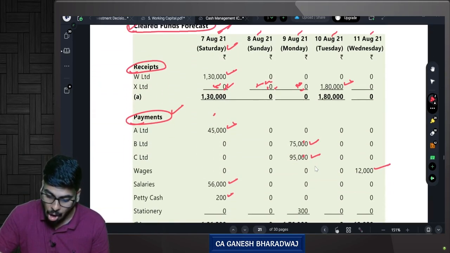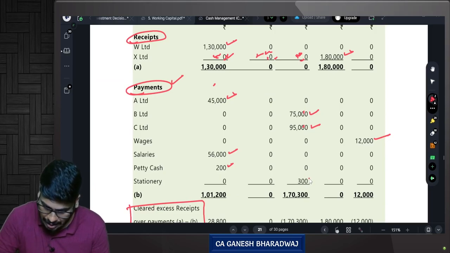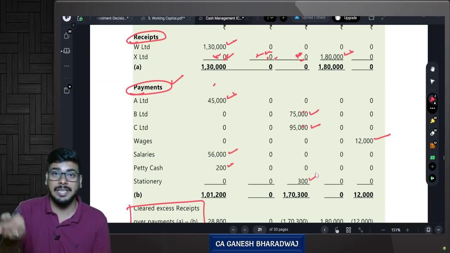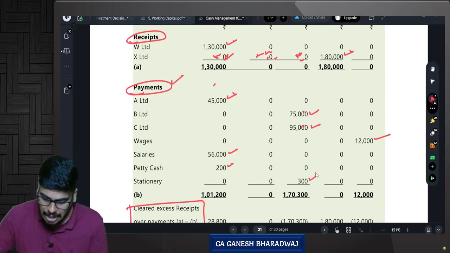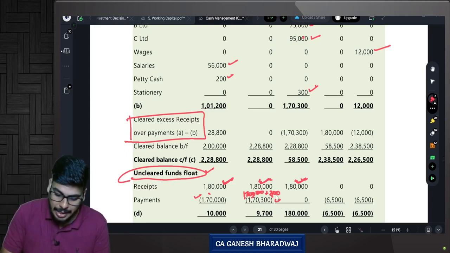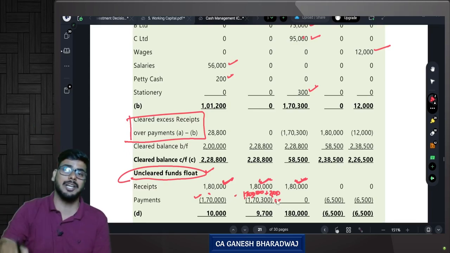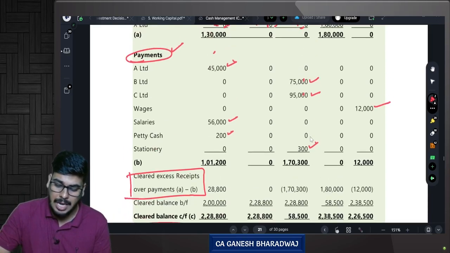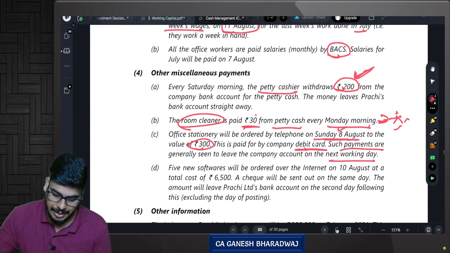So what happens on 9th of August, there is a payment of 300, but wait, this payment was initiated on 8th. So on 8th, it remains to be what? It remains to be uncleared payment. That is why here the total uncleared payment is 1,70,000 plus 300. Are you clear with this? Yes. So this is the meaning of it.